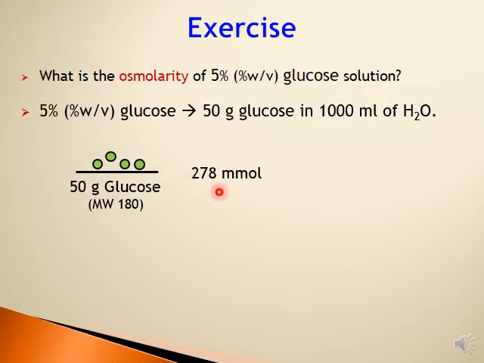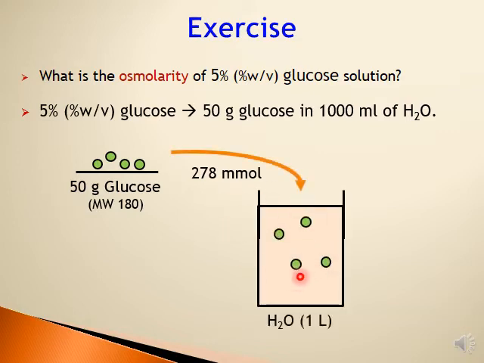If I add 278 millimoles of glucose to 1 liter of distilled water, I will get a solution that has an osmolarity of 278 milliosmoles per liter. Why is it the same? Because glucose does not dissociate. The glucose molecule will remain as one molecule when it is dissolved in water. It won't give me more than one molecule. So the molarity and osmolarity are similar.